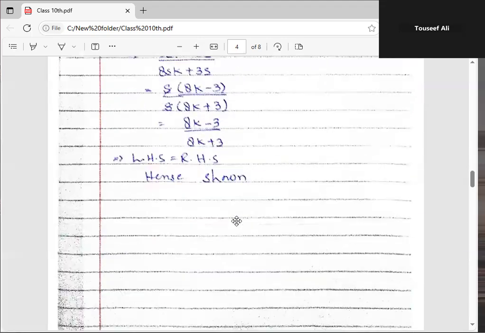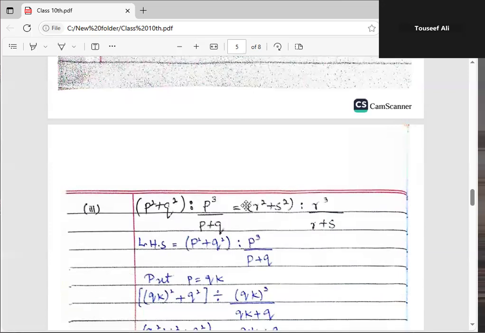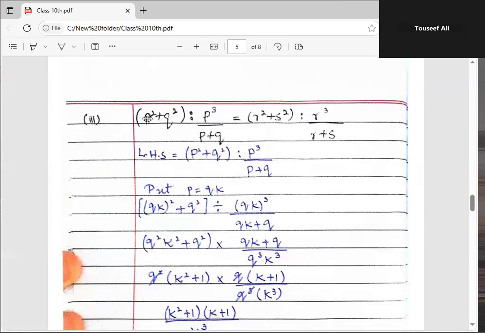Now there is another question, which is bit number 3. Question number 1, bit number 3. Here, P square plus Q square ratio P cube divided by P plus Q equals R square plus S square ratio R cube divided by R plus S.